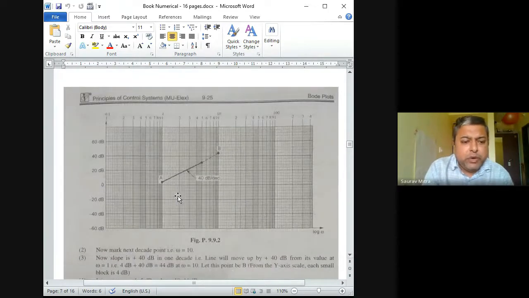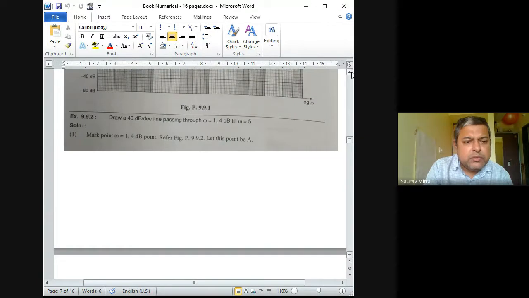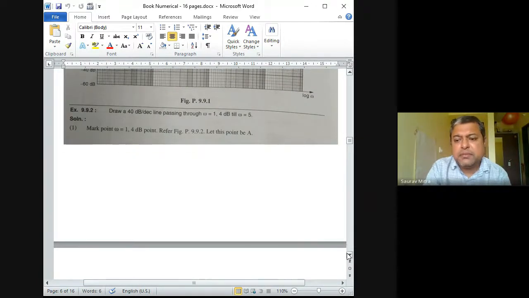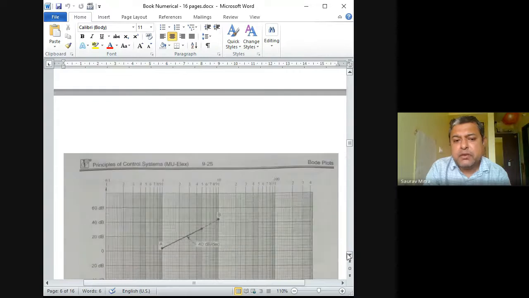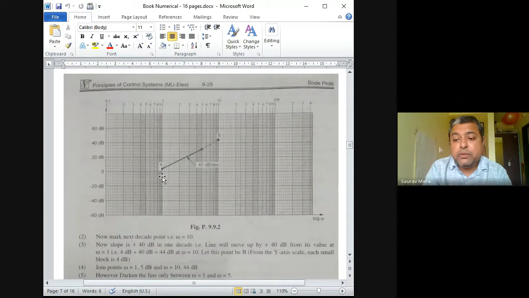This is another thing, point A. Point A is given the same way. So here, how much is point A given? Let's see what the numerical is. Point A is given as 1 comma 4 dB. Not necessarily every time it will be 20 or 40 or something. So it is 1 comma 4. This is frequency 1. So A is 1 comma 4. So what will be the next point?